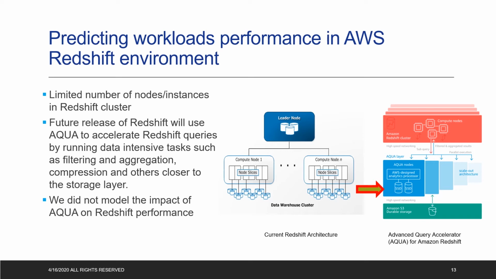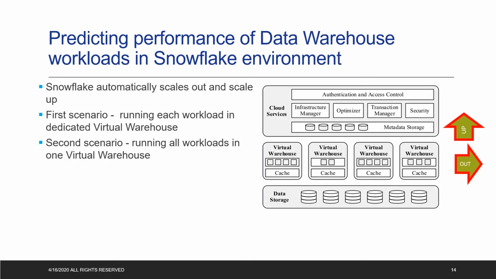Future releases of Redshift, which use AQUA as an intermediate layer between compute nodes and storage, will offload CPU utilization from compute nodes and significantly improve performance for queries. But technical information about AQUA is not available, so we didn't model this scenario. Snowflake architecture is based on the usage of multiple virtual warehouses.